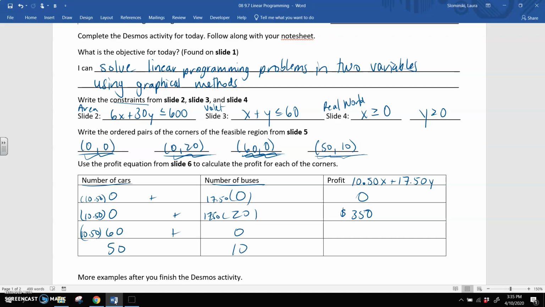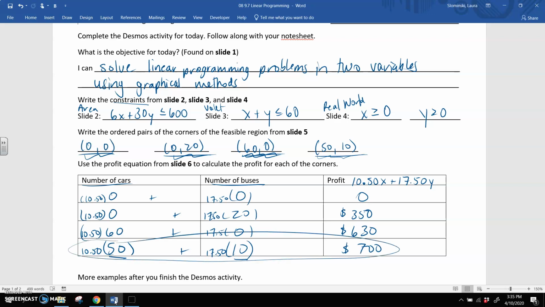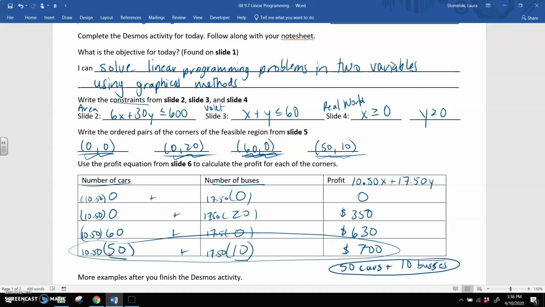$10.50 times 60 plus $17.50 times 0 gives me $630. So I'd rather have all cars than all buses. However, if I did a combination of the two, so if I have 50 cars and 10 buses, I make $700. So you can see that that is the combination I want. So to answer this question, I would want 50 cars and 10 buses. That is how I would maximize my profit.